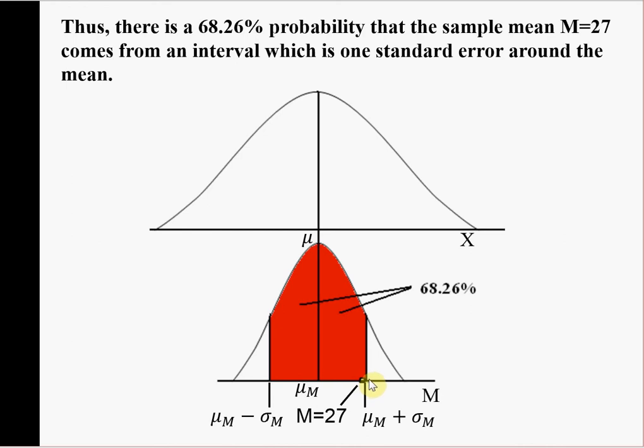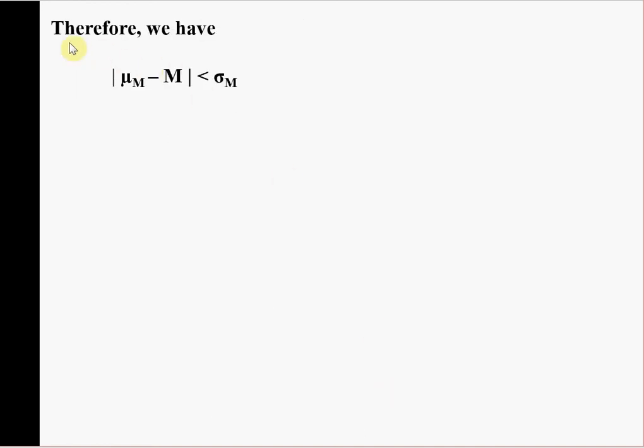This is obvious. This idea is expressed as this equation. So this is the mean, and the difference between the mean and the sum of mean 27 cannot be larger than 1 standard error. Now we express the difference using this absolute sign. Using the absolute sign means the actual length.